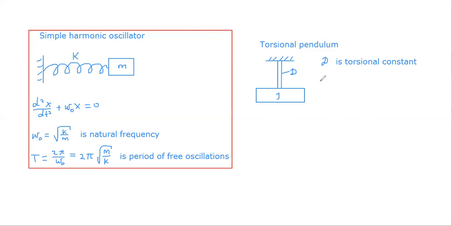It means that the moment of force, or torque, that is impressed on the disk is equal to minus D multiplied by phi, where phi is the angle of rotation.